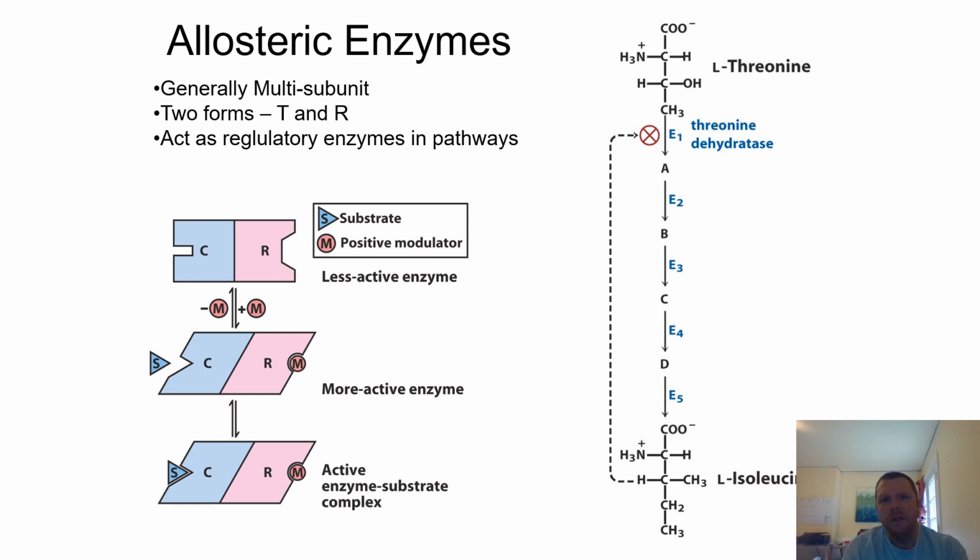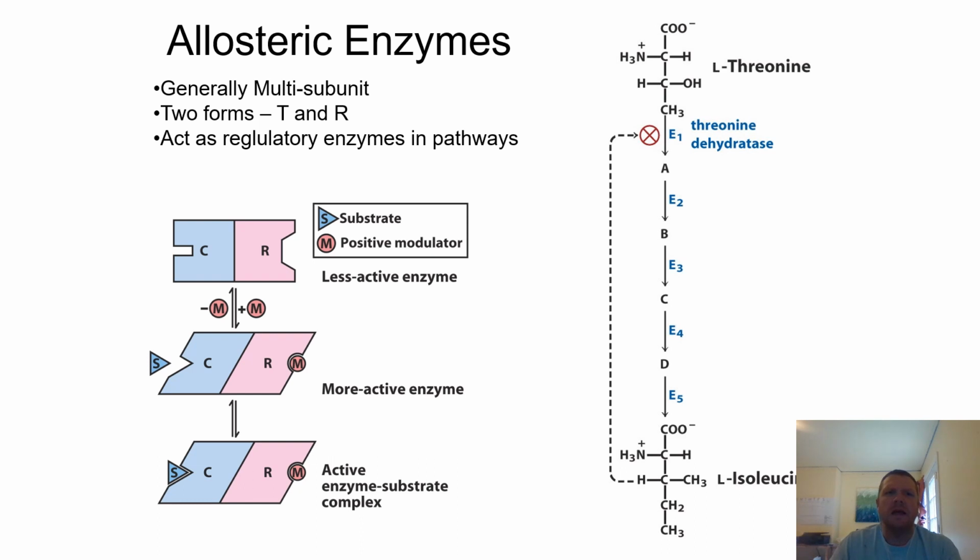Generally, allosteric enzymes are going to have multiple subunits, and those allosteric enzymes will ultimately take on a pair of different forms or kind of shapes. And those are commonly known as your T and your R state. And those are exactly what we talked about with respect to hemoglobin as well. You have your T state and your R state, your tense and your relaxed state.